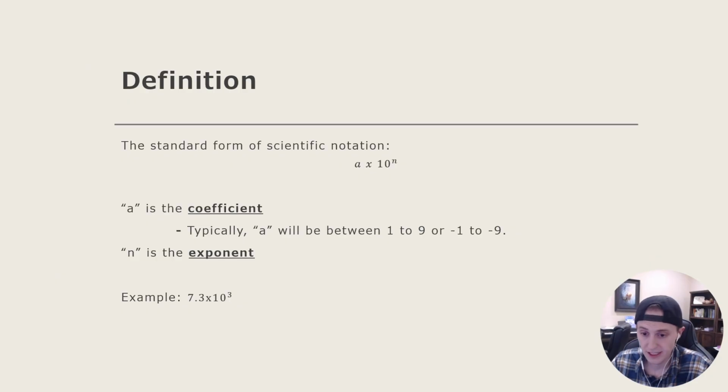Talk about scientific notation. The standard form of scientific notation is a times 10 to the power of n, where a is a coefficient. Typically a will be between 1 and 9 or -1 and -9. And I can almost guarantee the answers will be in that range of 1 to 9 or -1 to -9. And then n is the exponent. So an example of this is 7.3 times 10 to the third.